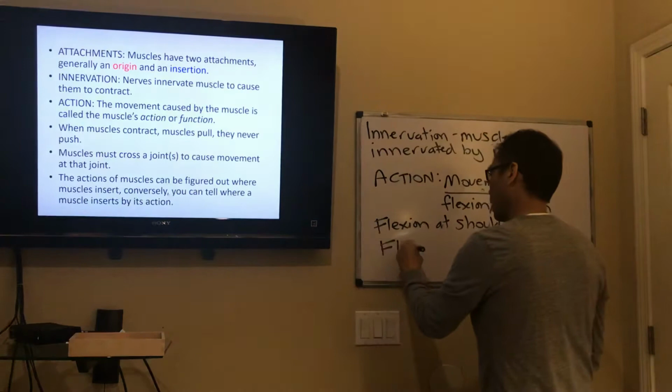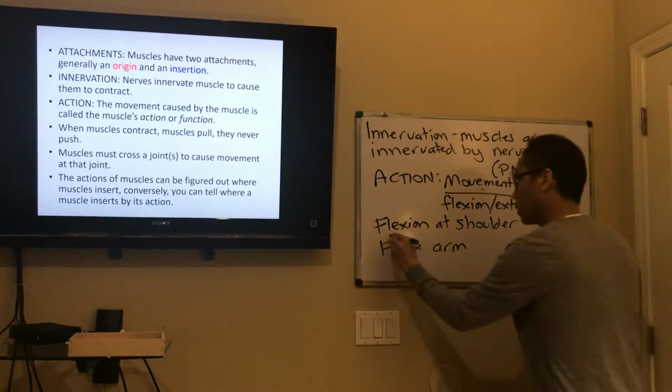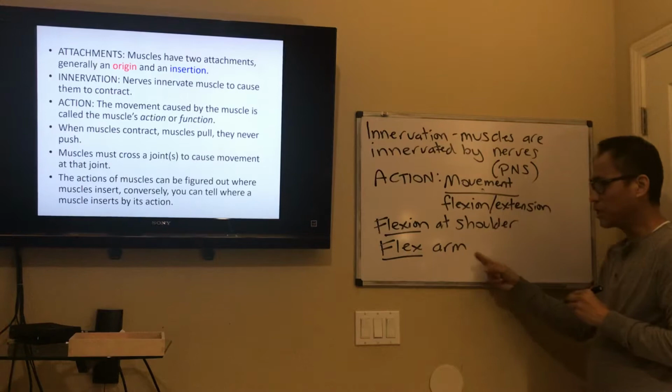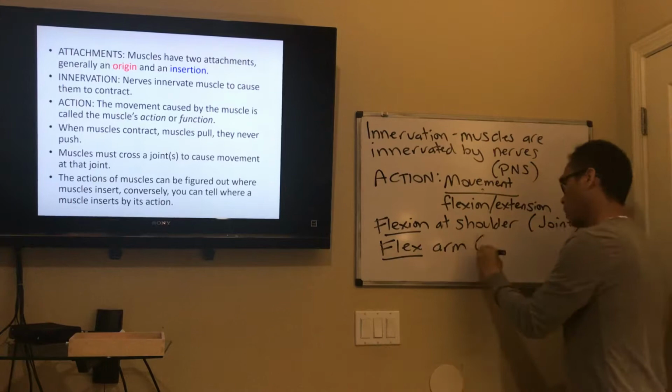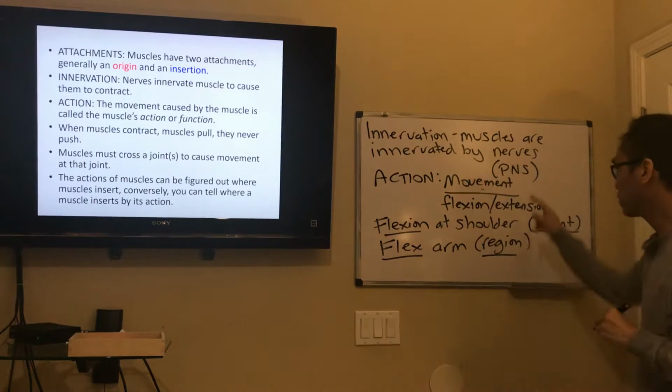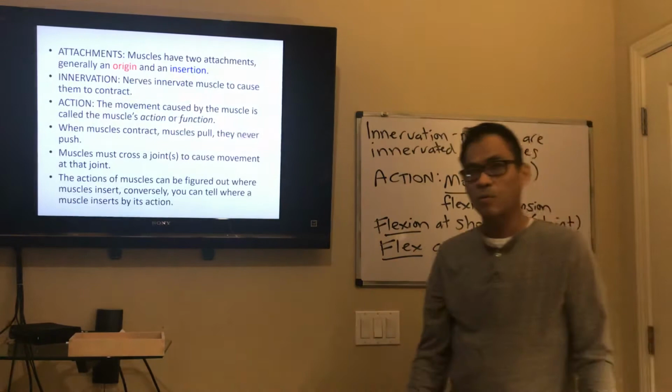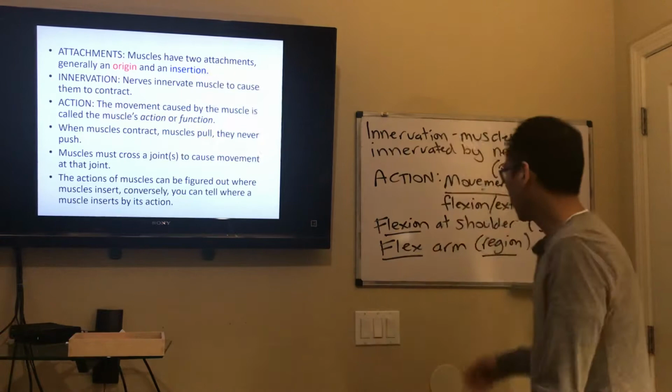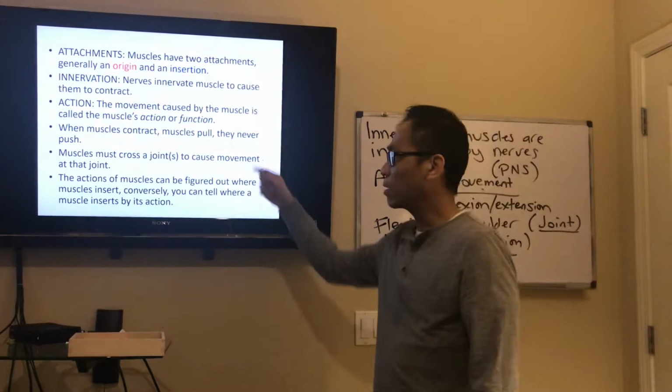So name the movement, okay, and name the joint or region that's moving. So I've just underlined, you know, things, like for example, I just can't say, what's the action? Flex. Flex what? Okay, you have to kind of say the joint or the region. So that's how you name an action. Moving on, understand the next rule.